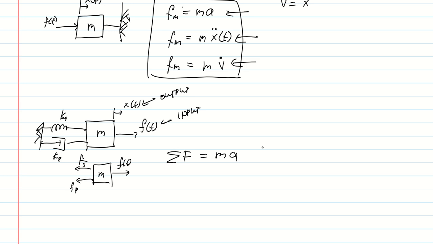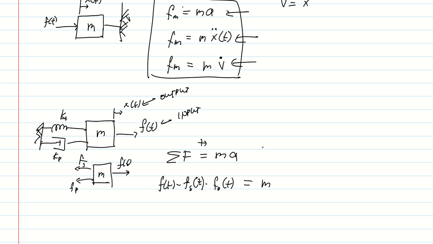And for the net force, to the right is positive. So we can have f of t, the input. Then f of s is going to the left, so this is minus. These are all in time domain. F of s minus f of d in time domain. And this should be equal to mass times the acceleration.